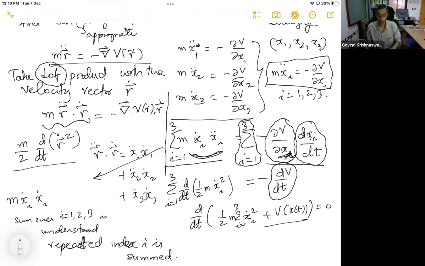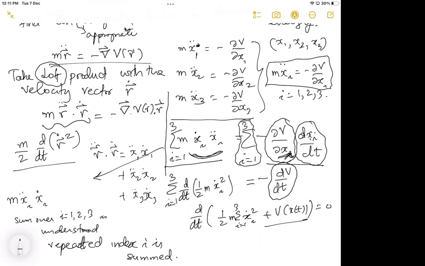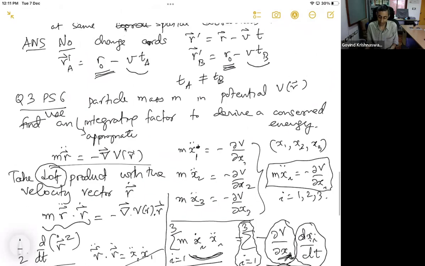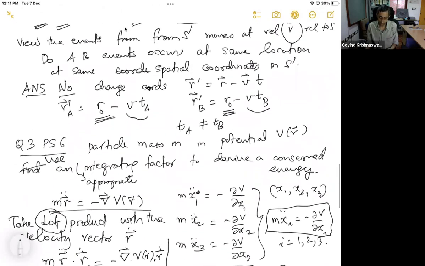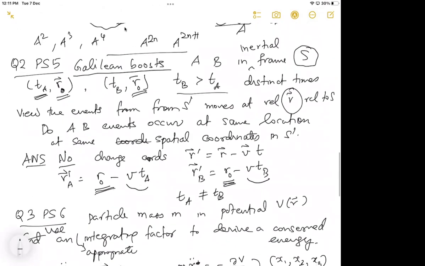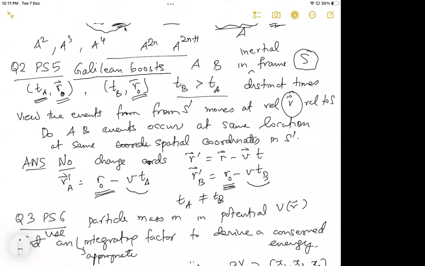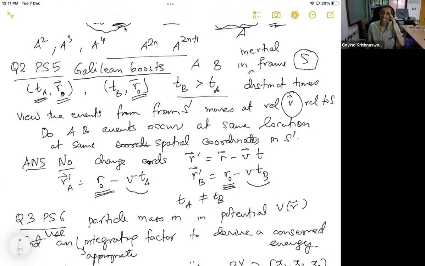Okay, any question about this approach? Actually, yes, sir. I had a question about the previous question. Sure. You mean the Galilean boost? Yes, sir. Yes, please. Sir, actually, in the lecture notes, it's given that the instantaneous location of a particle is the same no matter which coordinate system we use.